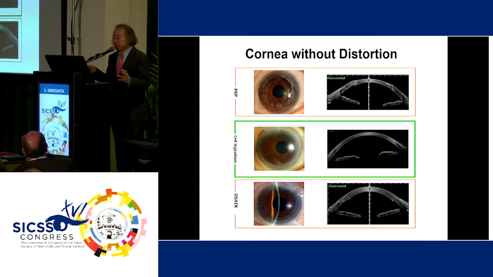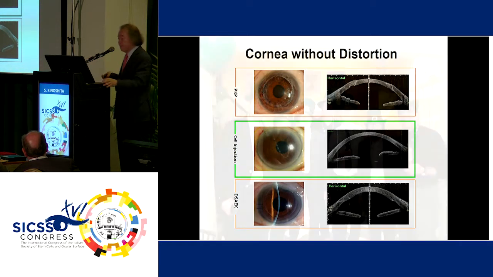So this kind of procedure has some advantages, but I would say the most beneficial thing is probably the cornea without distortion. It's more like a DMEK procedure, but we haven't touched the Descemet membrane at this point. So I think the cornea without distortion is a fascinating thing. Also, we would like to maintain the endothelial cell density as long as possible.